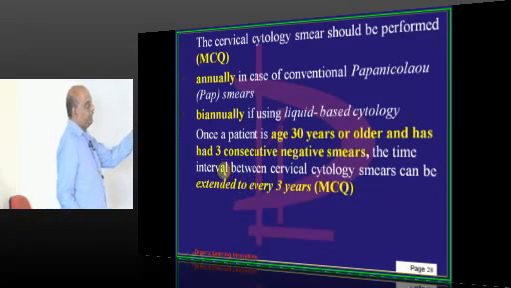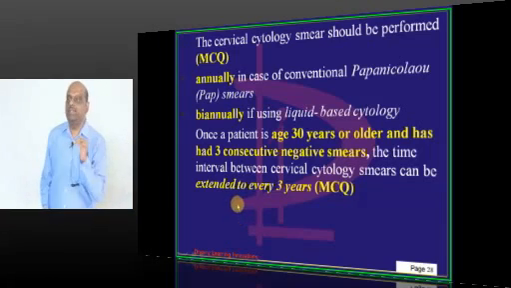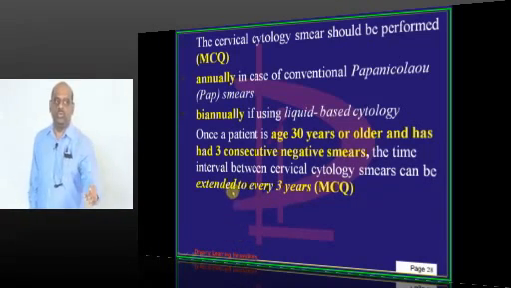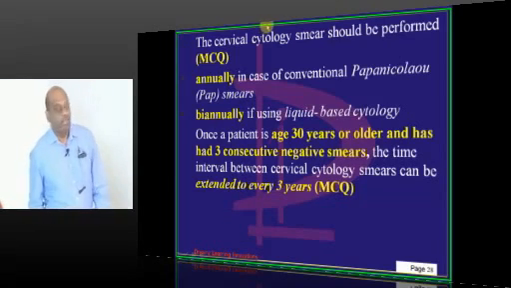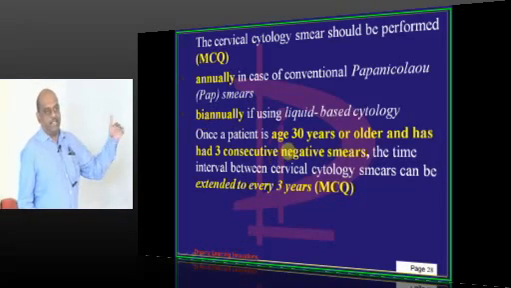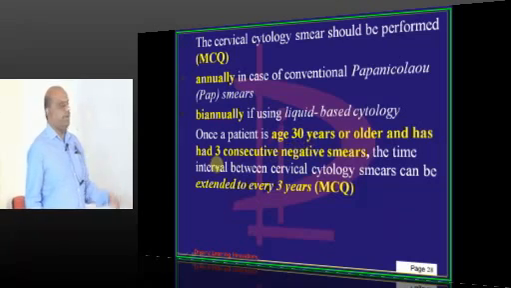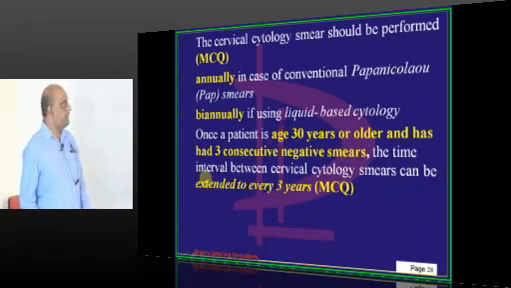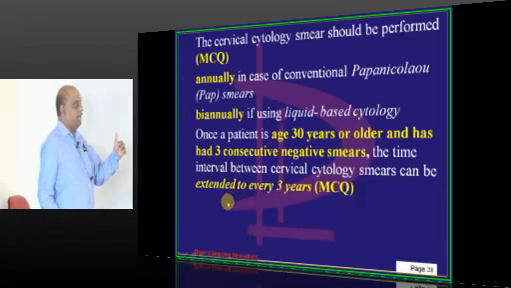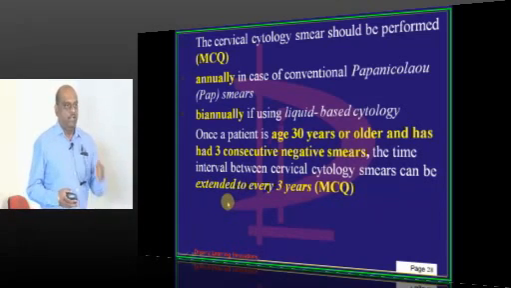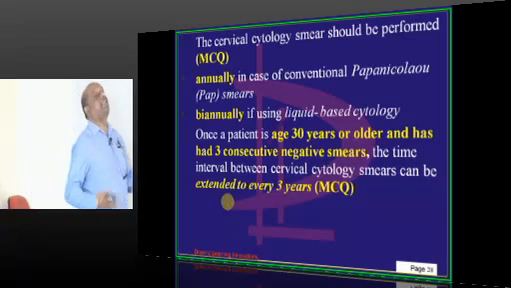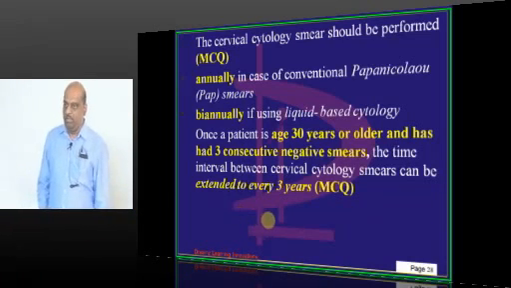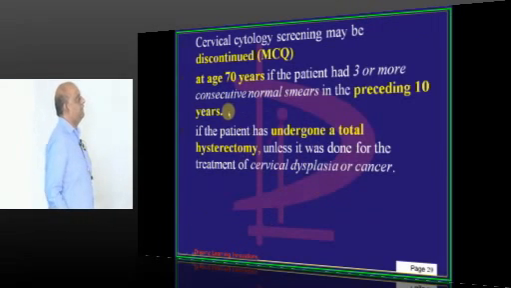And what is the recommendation to stop continuing to do the Pap smear? If the woman has reached an age of 30 years or older and she has got 3 consecutive negative smears, then instead of every year, you will do it once in every 3 years. If 3 consecutive samples are negative, that is considered to be the recommendation.